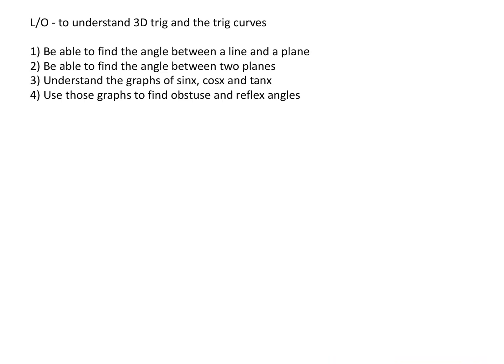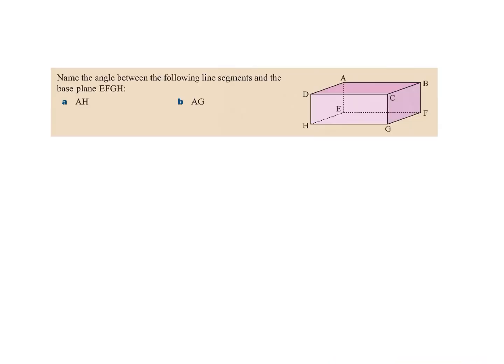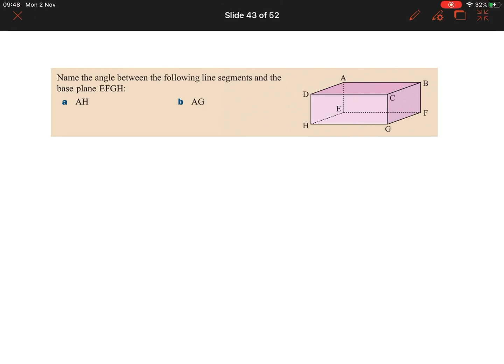look like. Okay, so we need to be able to find the angle between a line and a plane, be able to find the angle between two planes, and understand the graphs of sine x, cos x and tan x, and use those graphs to find obtuse and reflex angles. Okay, now so we're just going to start off with a bit of three-dimensional trigonometry.